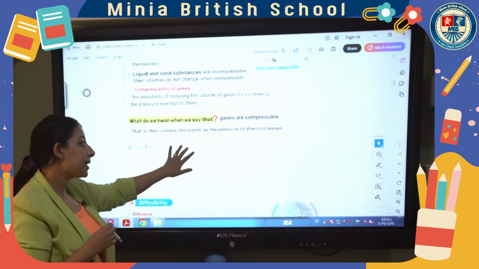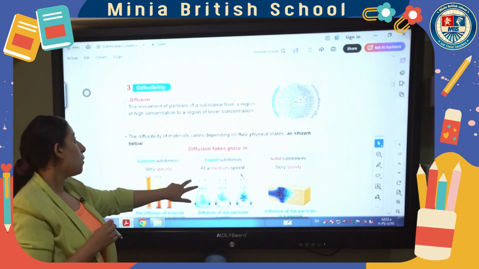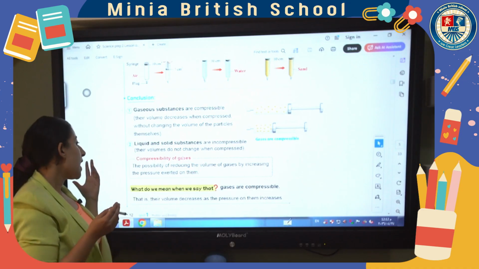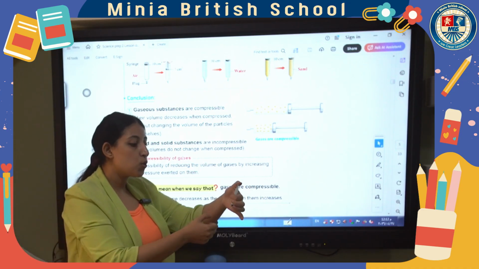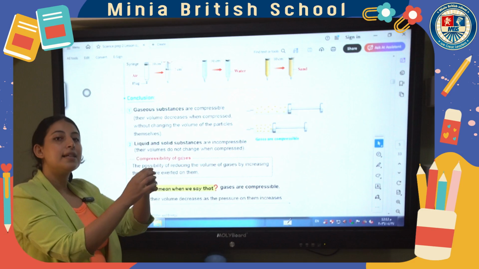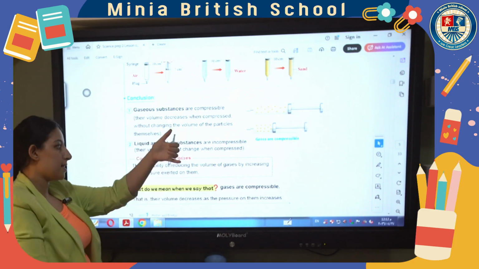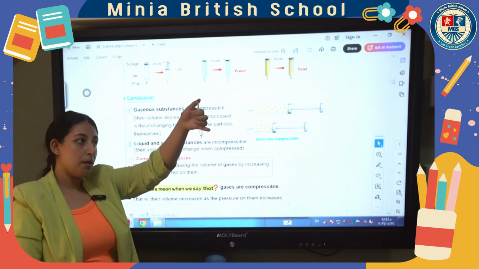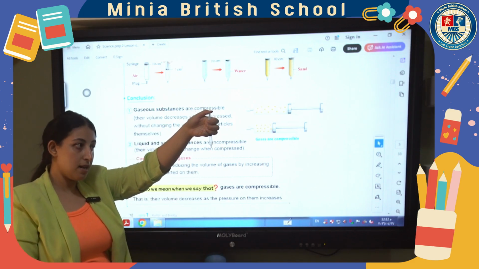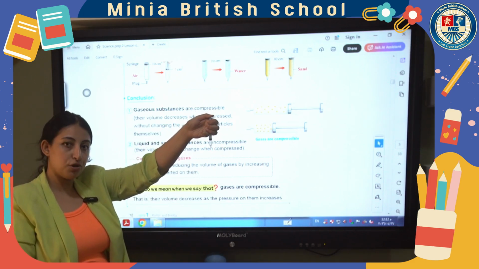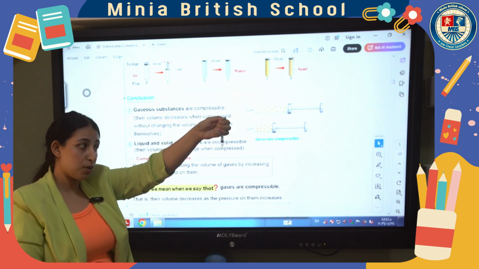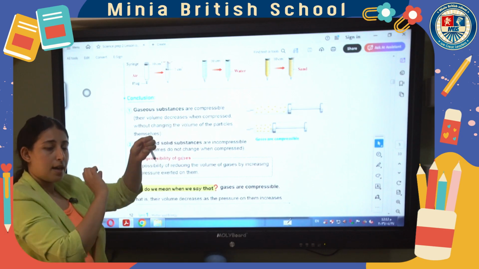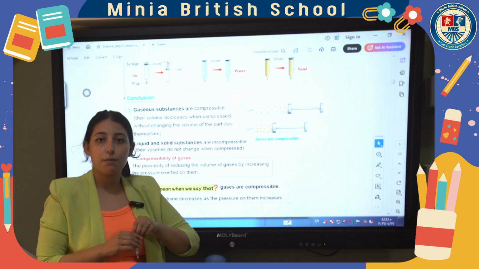So now I can define what is compressibility. What is compressibility? It is the possibility to decrease the volume of gases by increasing the pressure. As you saw, and you can see again, by increasing the pressure, when I press again on the molecules, the volume decreases, as you see, so it can be compressed easily.